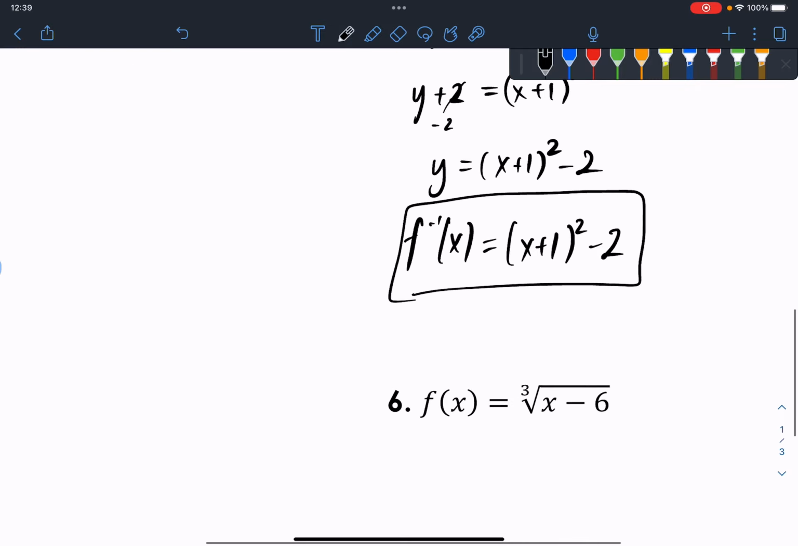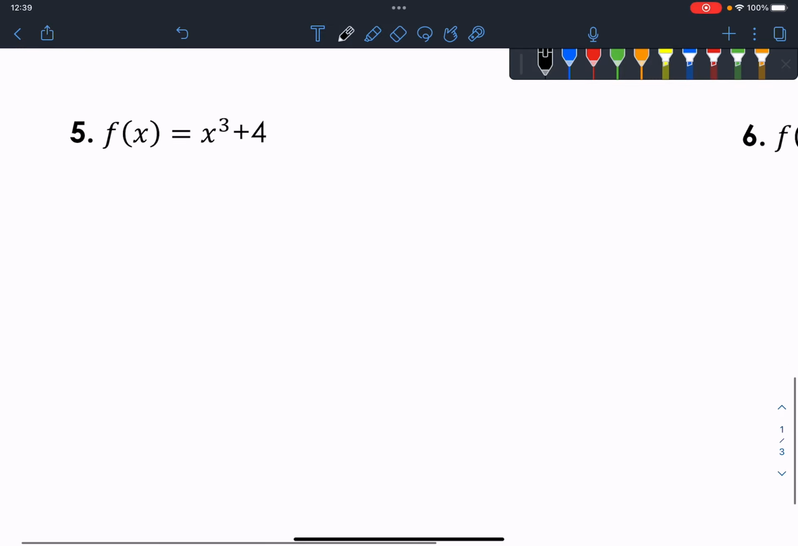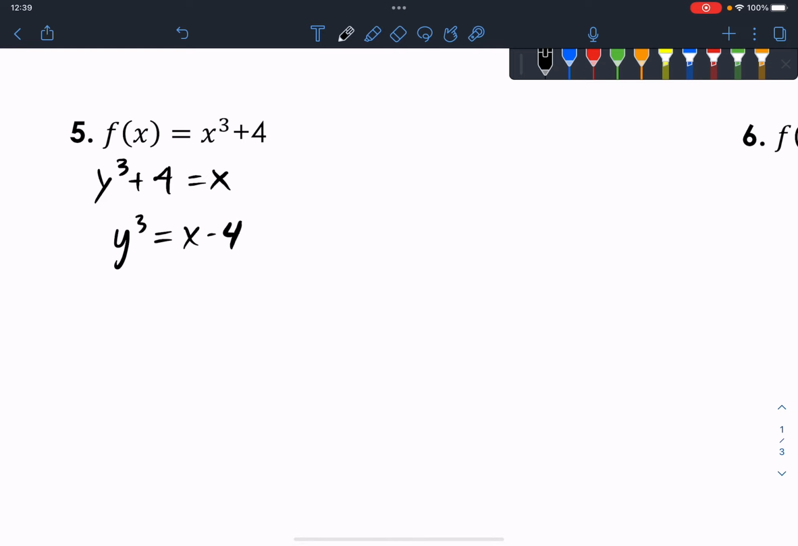Moving on to the next example. We'll start by switching the x and the y. So here y to the third power plus 4 equals x. Here we have to get rid of the exponent of 3 and the 4. So we'll start by subtracting the 4 from both sides. And now we can get rid of the exponent of 3 by taking the cube root. And that's our inverse.